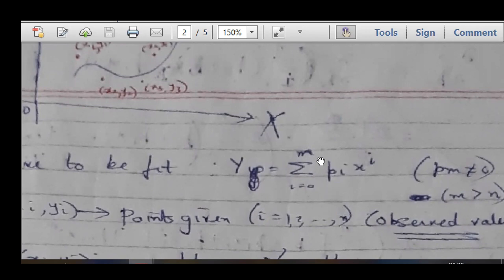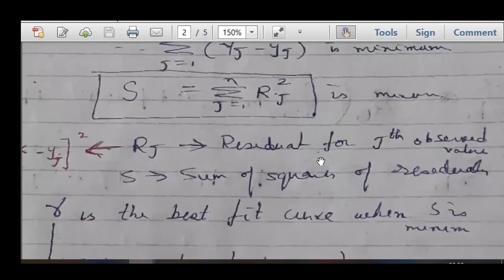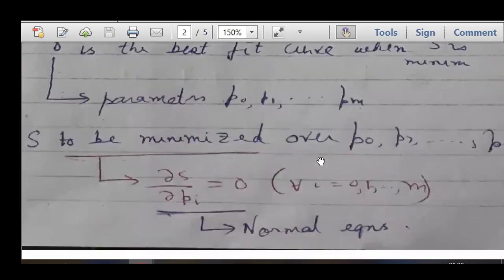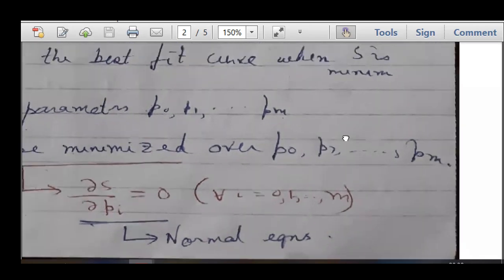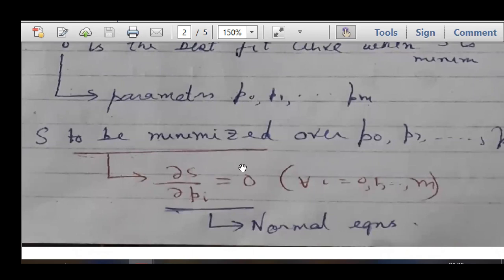So everything now depends on these Pi's. The minimum which we are trying to calculate here should be the minimum with respect to these parameters. So S is to be minimized over the parameters P0, P1 up to Pm. If it is a parabola, then only three: P0, P1 and P2. So del S del Pi equals 0. We know this strategy for finding the critical points for the minimization procedure, and these are named the normal equations.